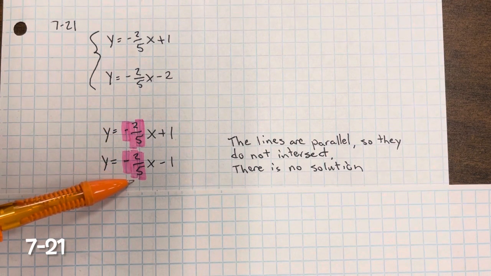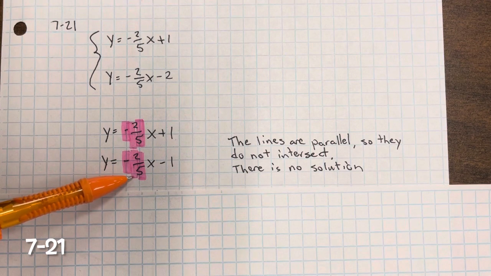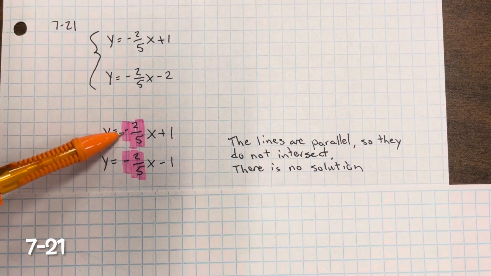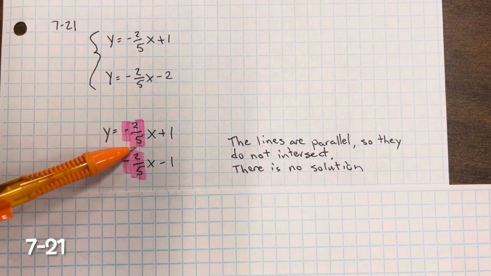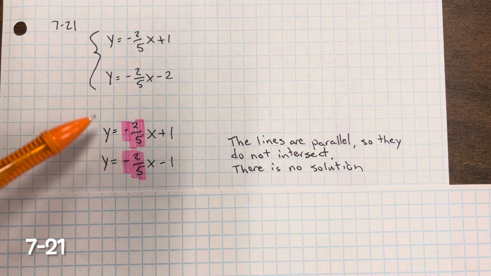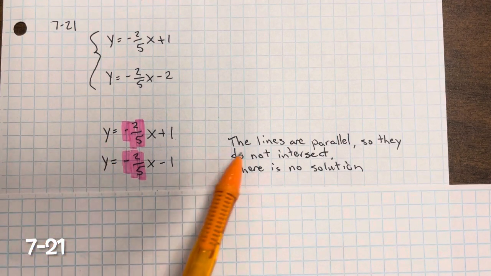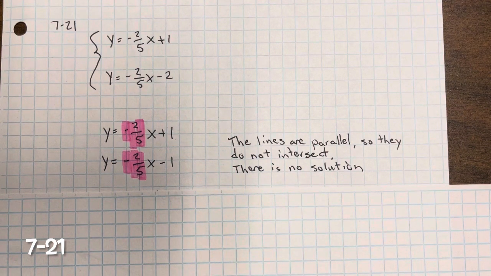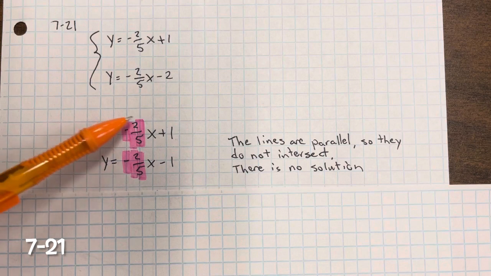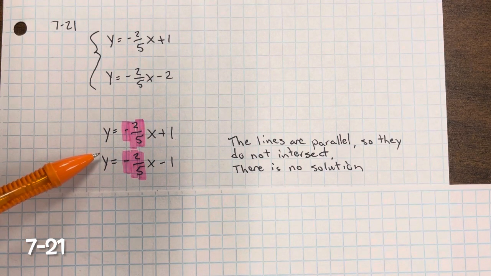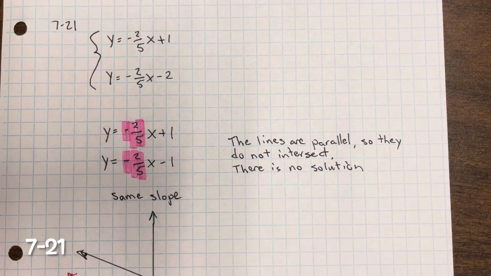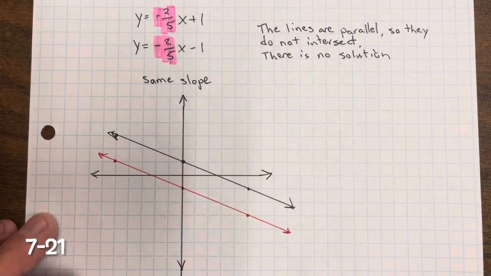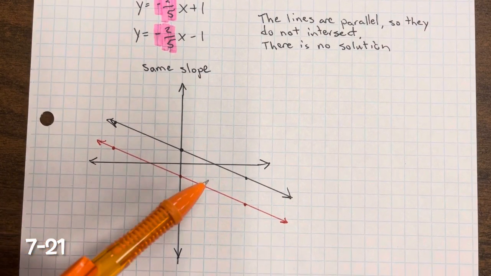this is the slope. The slopes are both negative 2/5. If the slopes are the same, the lines are parallel. They do not intersect. There's no solution. So we really don't need to solve this system, because we know that there's no solution because these are parallel lines. And what does that look like? It looks like this. Here's the first equation.